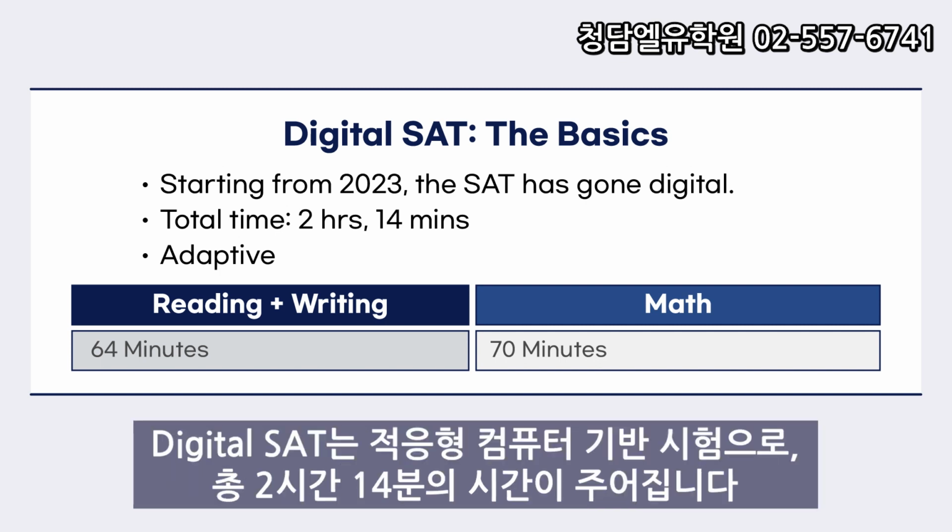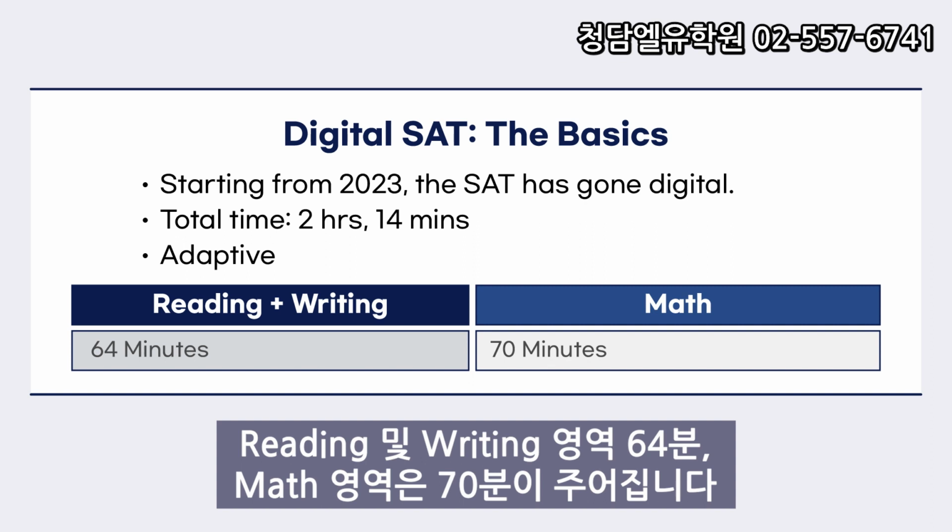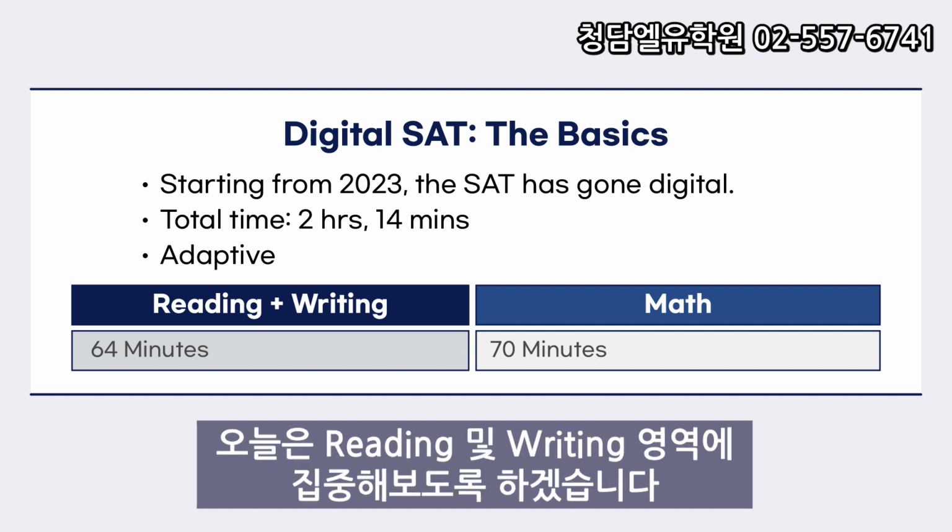The digital SAT is an adaptive computer-based test, and you are given a total of 2 hours and 14 minutes to complete the test. The reading and writing portion is 64 minutes, while the math portion is 70 minutes. Today, we will focus on the reading and writing section. Let's take a closer look at the reading and writing section.